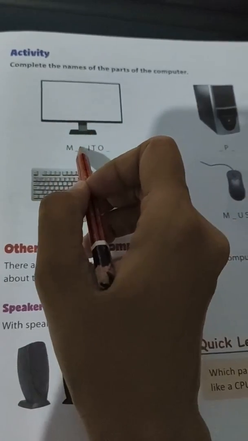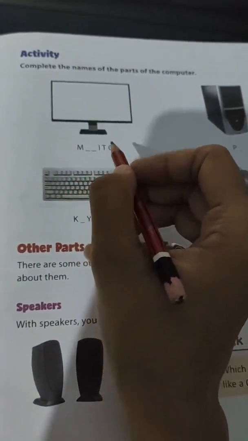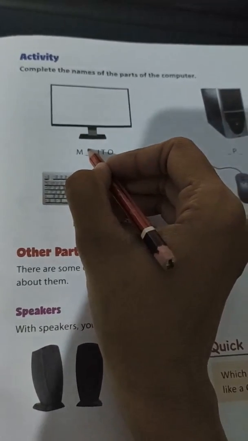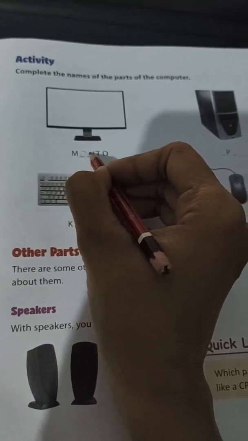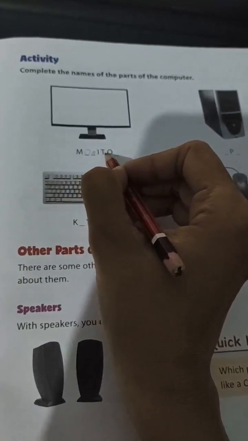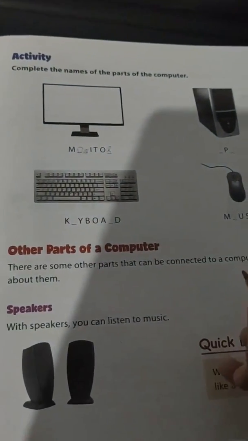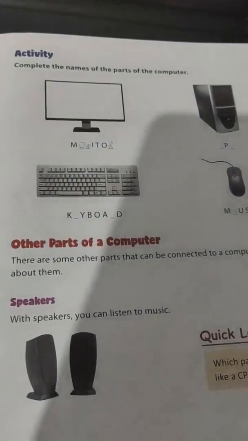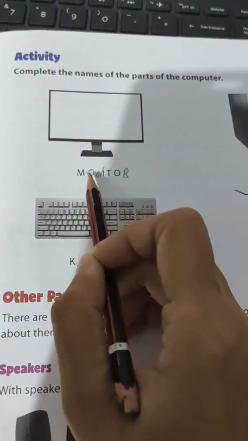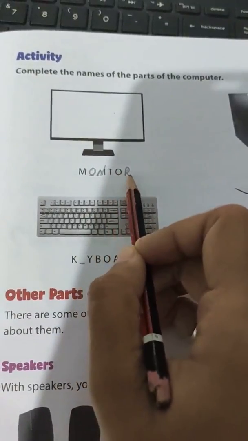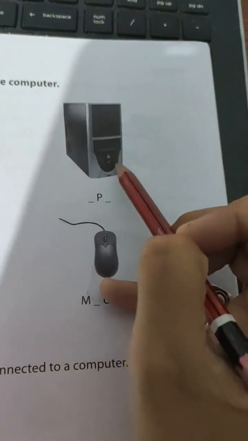So what can we write to it? What can be the name of this picture? Yes, it can be monitor. So what is the spelling of monitor? You have to learn also. M-O-N-I-T-O-R, monitor. Okay. So the number 1 was monitor, M-O-N-I-T-O-R.